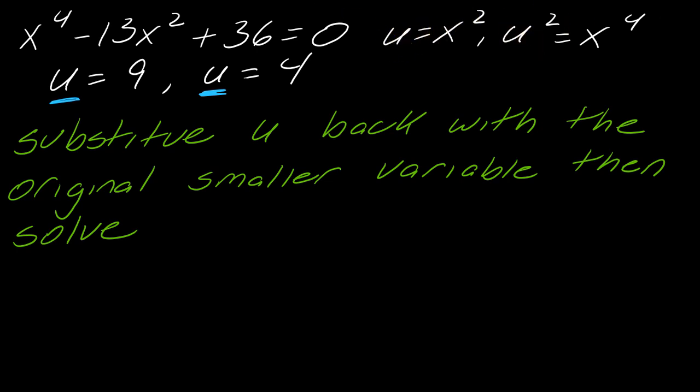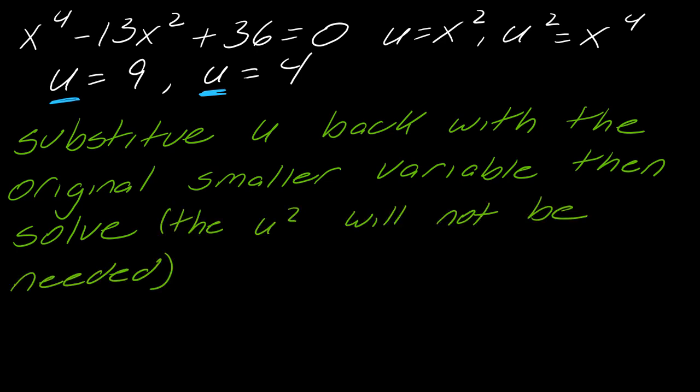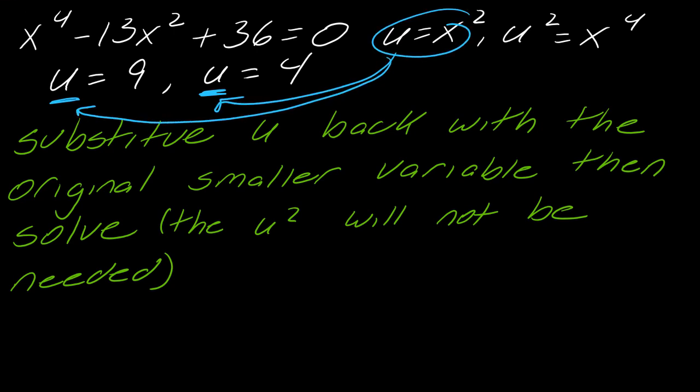Something I want to note about this is that the u squared will not be needed because when we solve this, we solve for u. We don't solve for u squared. So the only substitutions I make are back to the u. So I'm going to make a double replacement for each solution. So what does that look like?